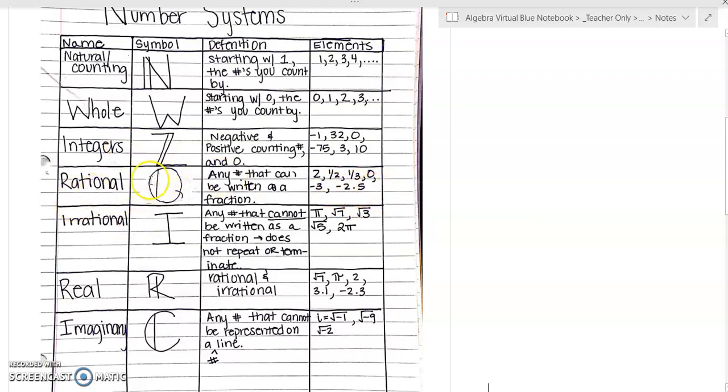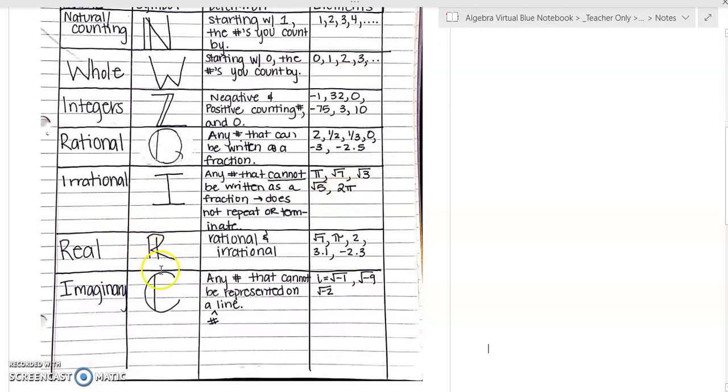Irrational numbers are any numbers that cannot be written as a fraction, and they do not repeat or terminate. So do you see how -2.5 terminates or ends? That means it's rational. If that number went on forever, it would be irrational. And a great example of that is pi, or anything that's not a perfect square. So square root of 7, if you do that in your calculator, you're going to get a really long, non-repeating number. That is also irrational.